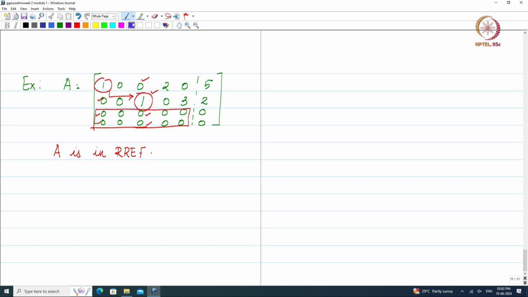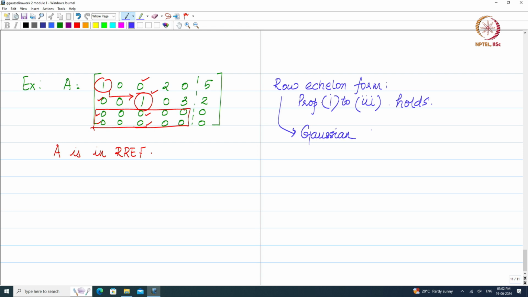A matrix for which the first 3 properties hold is said to be in row echelon form. Row echelon form of a matrix is obtained using Gaussian elimination technique. Let us take an example.